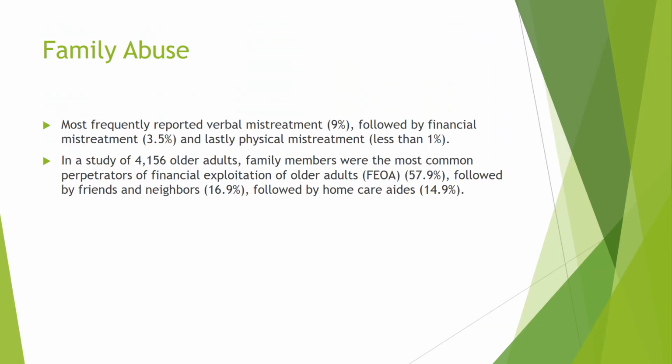Family abuse is most frequently reported as verbal, financial, or physical mistreatment. In a study of 4,156 older adults, family members were most commonly the predators of financial exploitation of older adults, followed by friends and neighbors, followed by home care aides. These are all the reasons why elderly people are a vulnerable population.